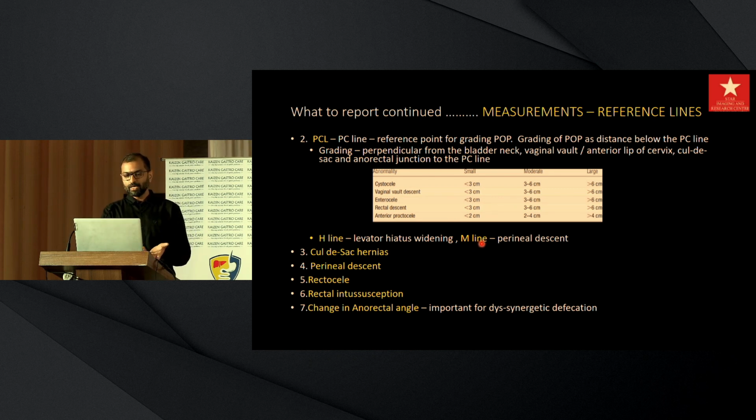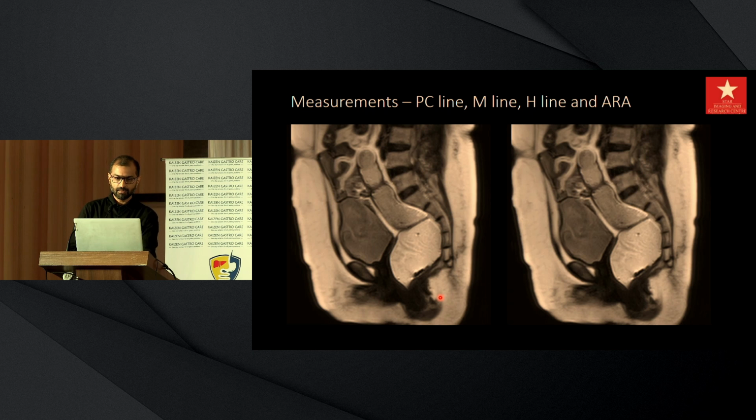So what I need to mention is different lines. We'll just come to that in the next slide. And the presence or absence of cul-de-sac hernias, presence or absence of abnormal inferior rectal or perineal descent, presence or absence of a rectocele, rectal intussusception, and something which is mentioned is the change in the anorectal angle. The significance of that, I'll just let you know.